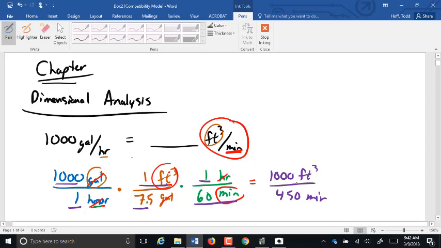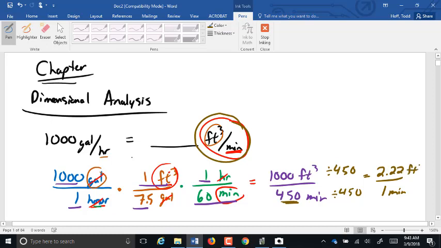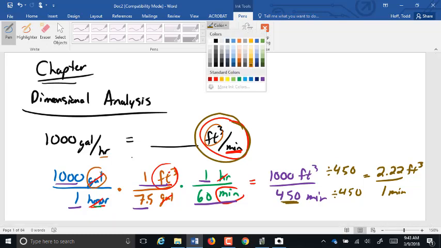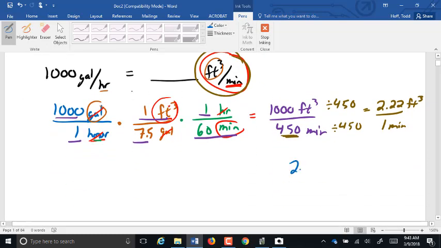So now that we have that, obviously we need to convert this back into what we call a unit rate. And we do that by just dividing by the number in the denominator. Kind of like reducing a fraction. So 450 minutes divided by 450 is just 1 minute. 1,000 cubic feet divided by 450 is 2.22 cubic feet. So 2.22 cubic feet over 1 minute is just 2.2 cubic feet per minute.